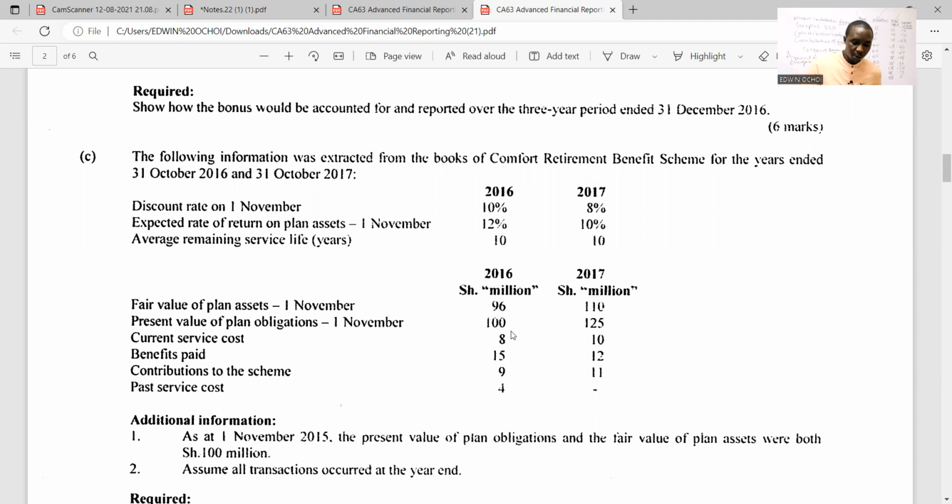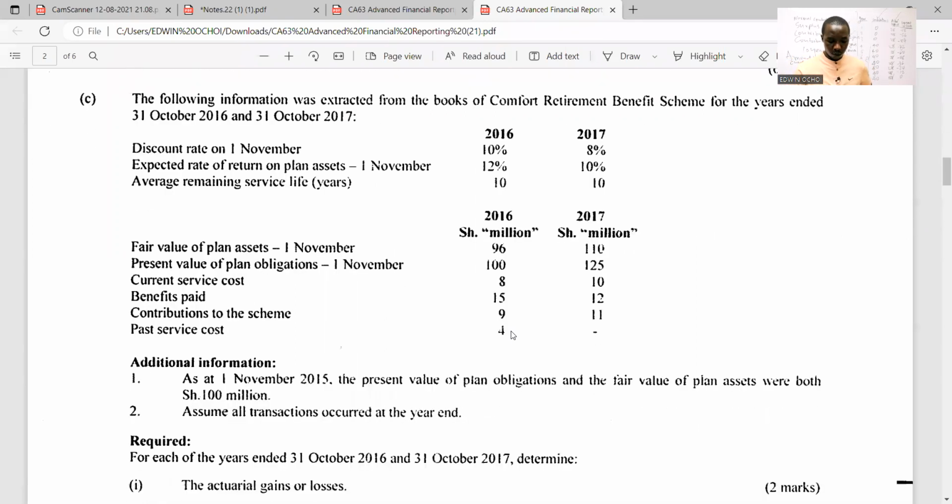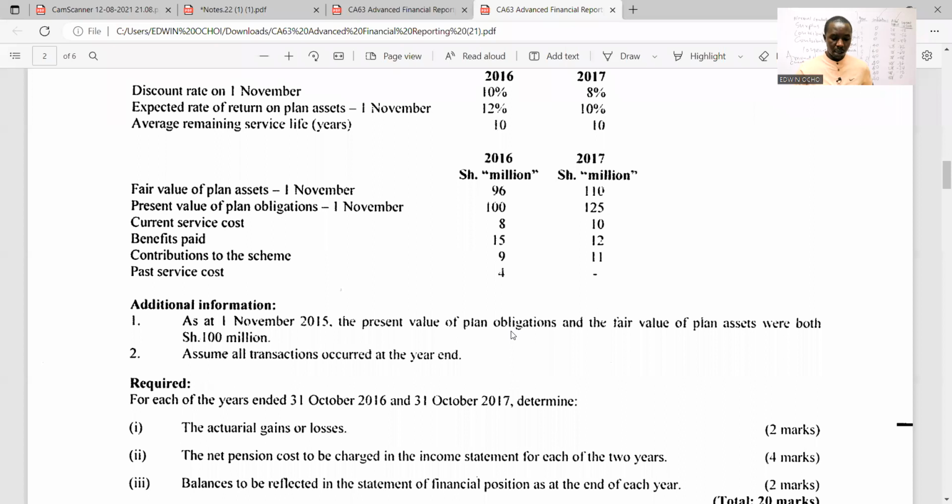Discount rate, expected rate of return, average service life, fair value of plan obligation, present value of plan obligation, current service cost, benefits paid, contribution to the scheme, past service cost. Additional information: as at 1st November 2015, the present value of plan obligations and the fair value of plan assets were both 100. Assume all the transactions occurred at the year end.